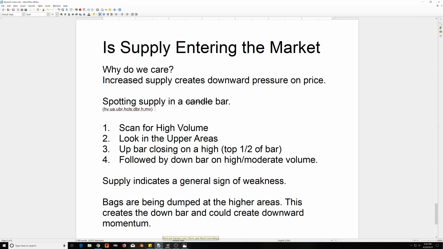All right, so supply. What is supply entering the market? And why do we care? Well, let's start off with why do we care? An increased supply creates downward pressure on price. Yes, there are a lot more sellers than there are buyers, and so with the laws of supply and demand, price declines. How are we going to spot it? We're going to be spotting it using bars, not candles.